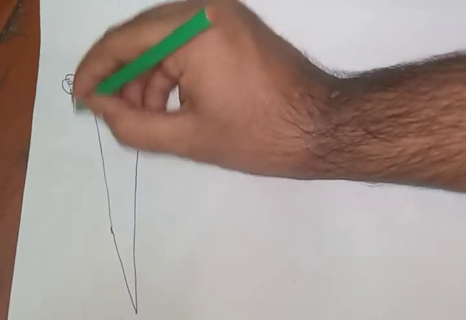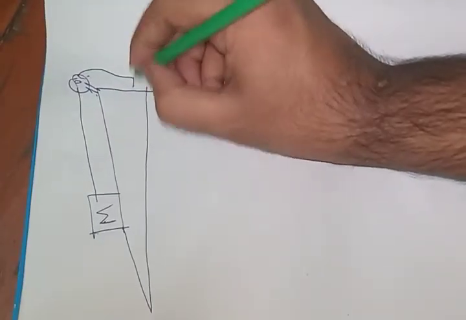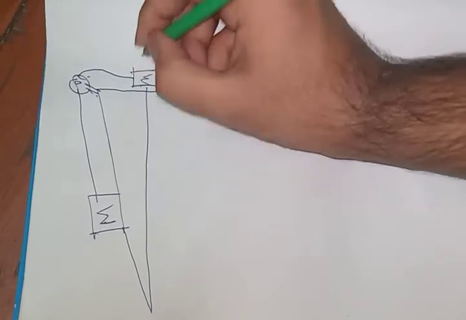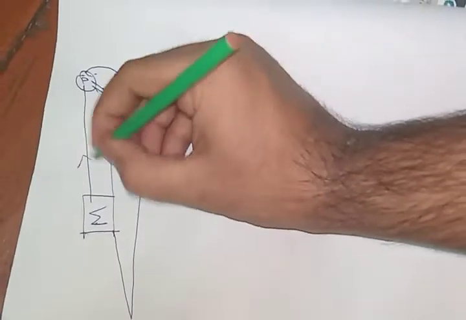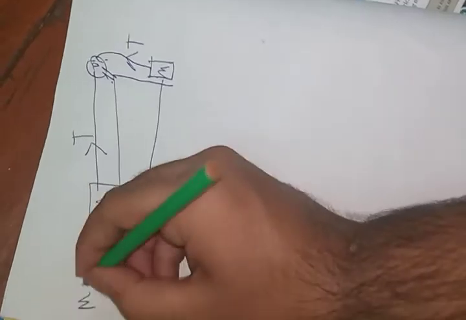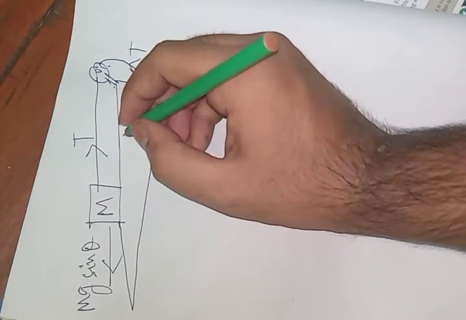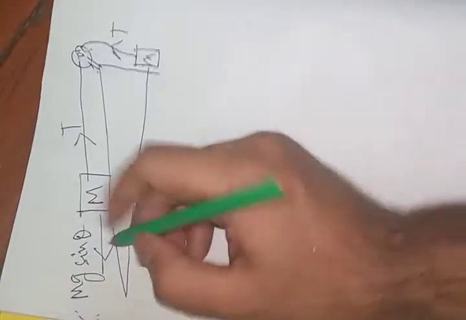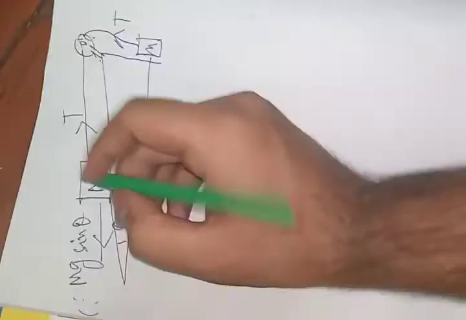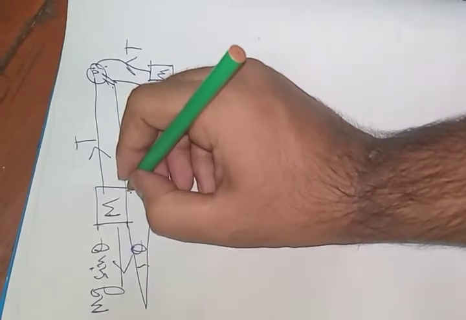Here is a block of mass M, and this mass with a rope of mass small m. So here is tension, here is tension. The vertically downward force along the incline is mg sine theta, and there is a frictional coefficient mu. So the frictional coefficient mu is here.